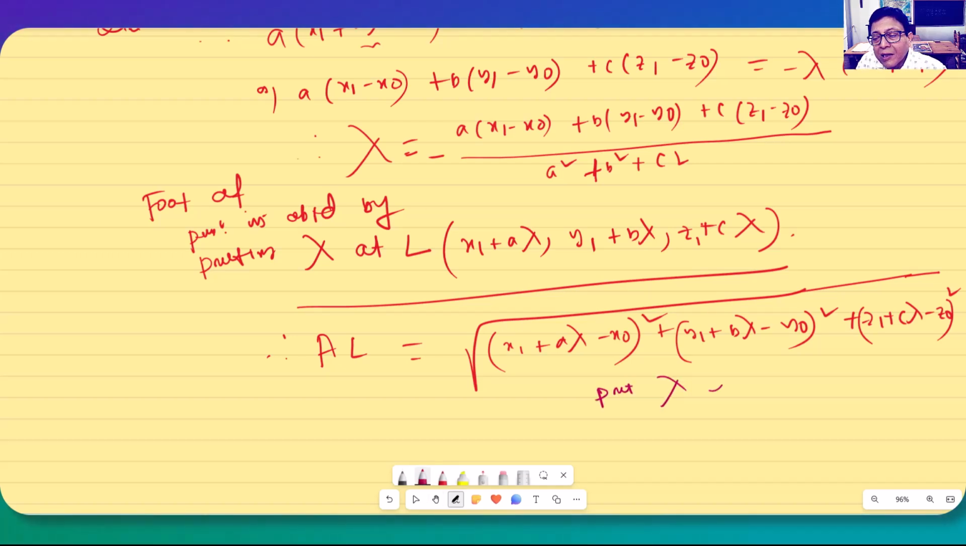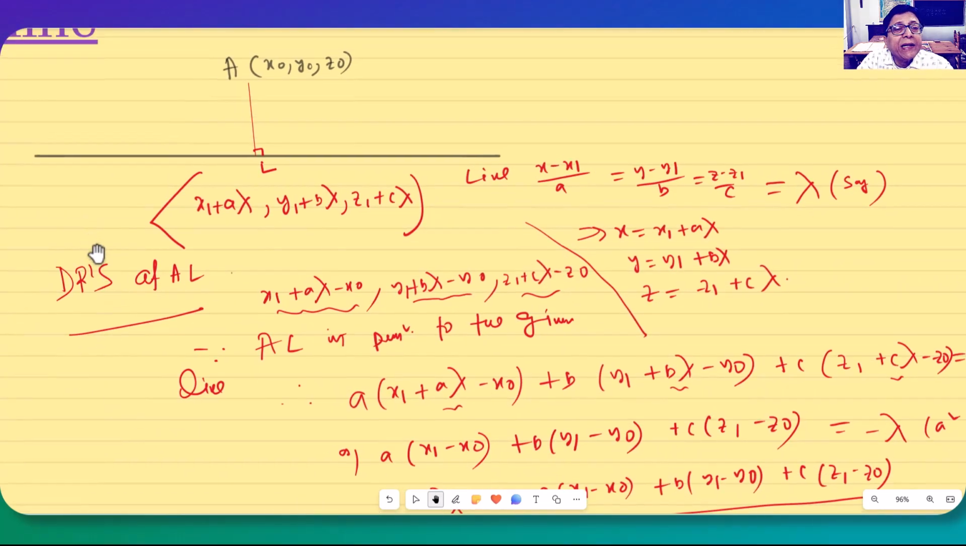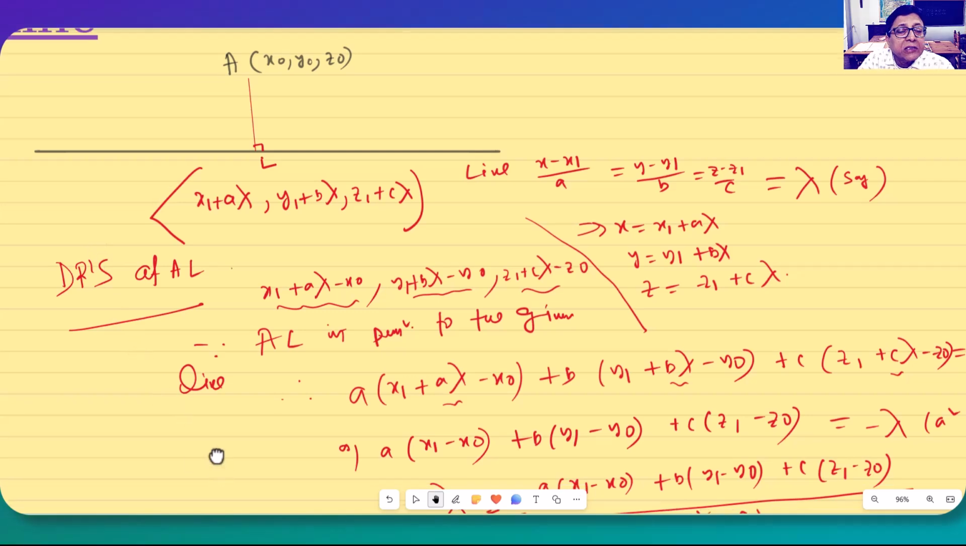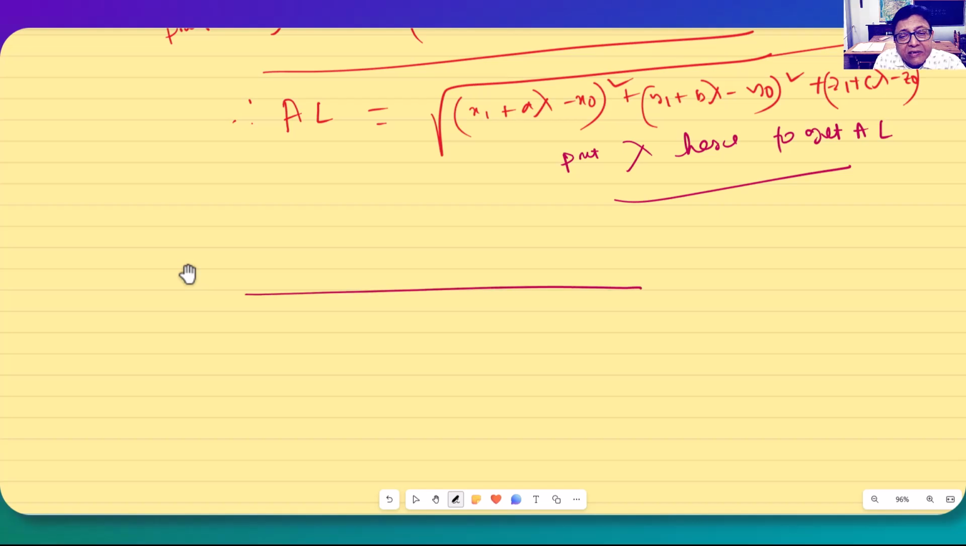Put lambda here to get AL. Clear? I think you have understood. Now, after getting L, if somebody had asked you to find the image of the point A on the line, this is the line here, this is the point x0, y0, z0, you got the foot of perpendicular L here. You have to find the image of A.